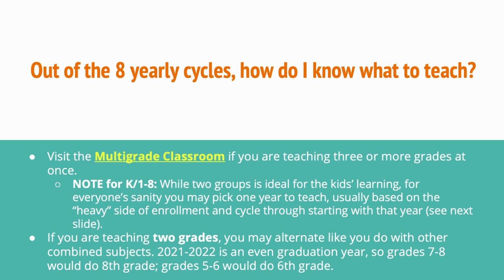But if you're teaching 2 grades, you can alternate like you do with the other combined subjects. So last year was an even graduation year, so it was even, and this year is an odd graduation year, so it's going to be odd, just like you guys said. If you're teaching 5, 6, you're going to teach year 5.